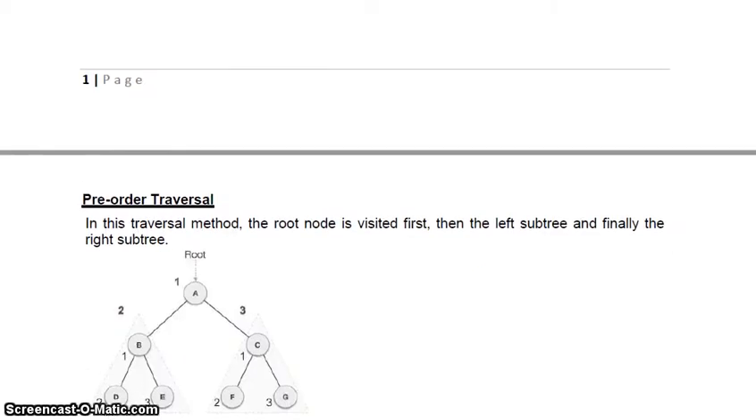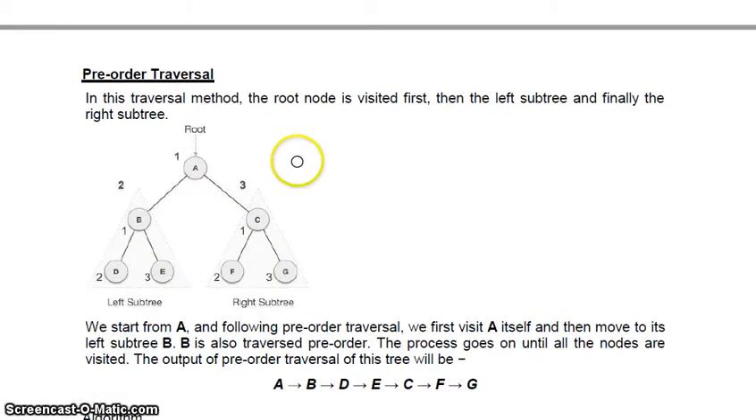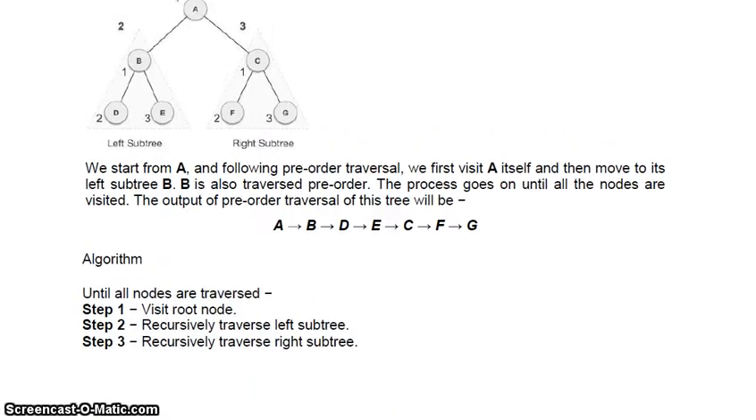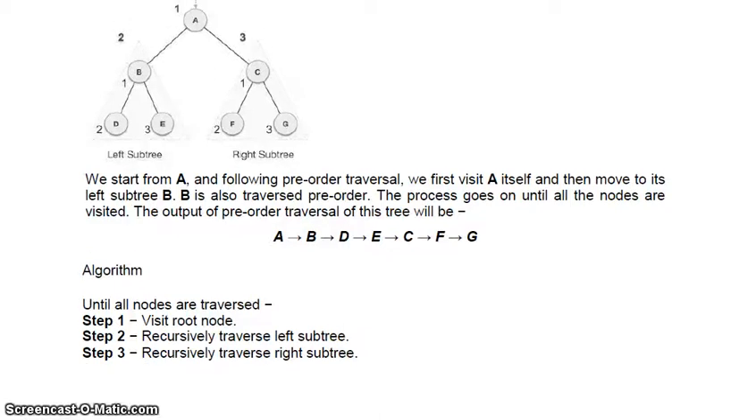Coming to the pre-order traversal. In this traversal method, the root node is visited first, then the left subtree, then the right subtree. What does the algorithm say? Visit the root node, traverse the left subtree recursively, traverse the right subtree recursively. Each node has to be visited exactly once.